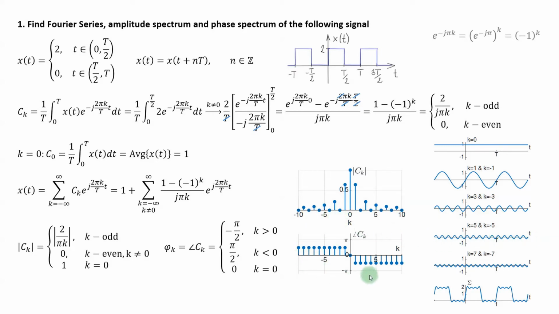The phase spectrum gives me the information about the phase shift of these tones, of these harmonics. If there was no phase shift, these would be cosines. But because my phase shift here is minus pi over 2, those cosines are phase shifted so that they become sines.